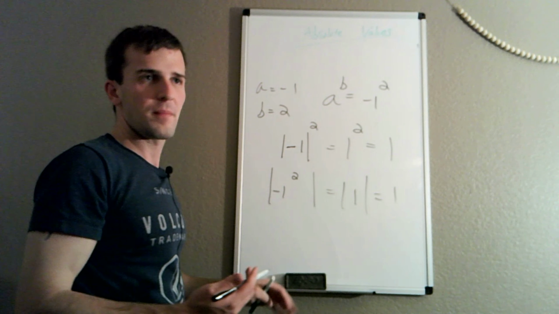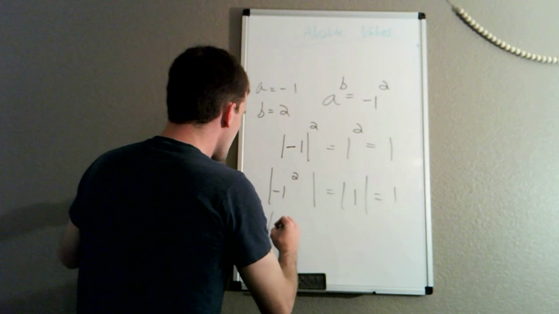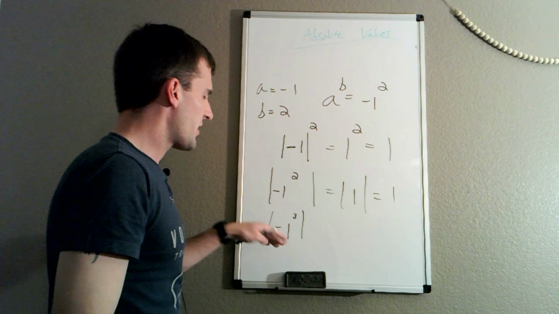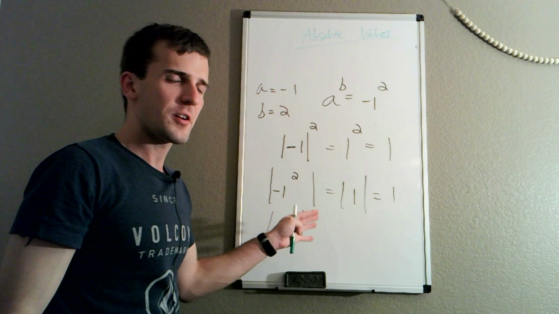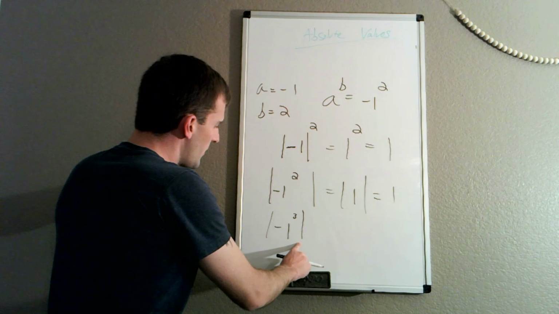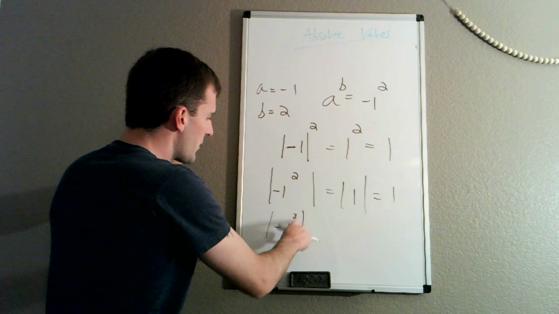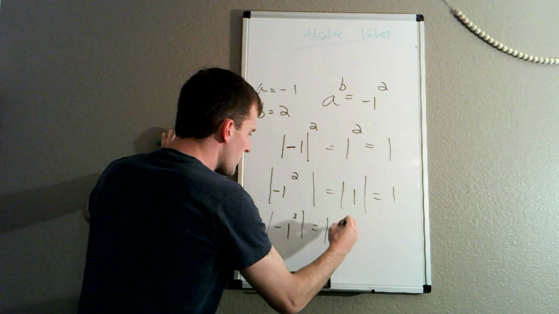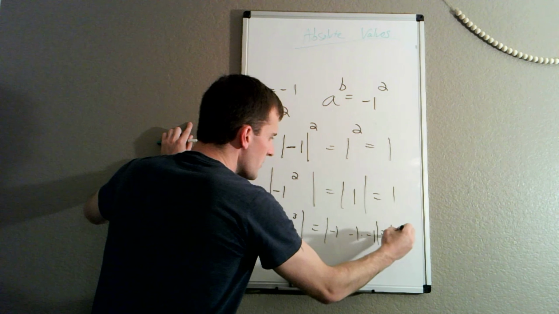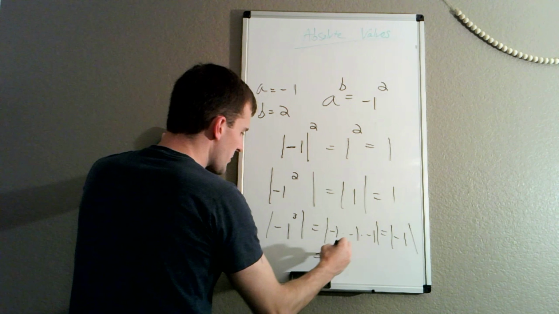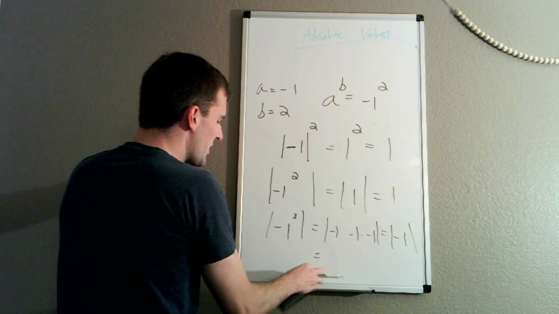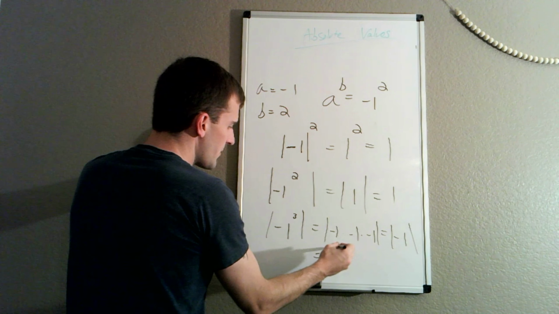But this is also the case with an odd exponent. So let's say negative 1 raised to the power of 3 this time. Since cubing something is multiplying the same thing 3 times, you're going to be left over with a negative here. So let's say you have this absolute value of negative 1 to the third. This is going to equal the absolute value of negative 1 times negative 1 times negative 1, which equals the absolute value of negative 1. It's just going to equal 1 because the absolute value will take away the negatives.